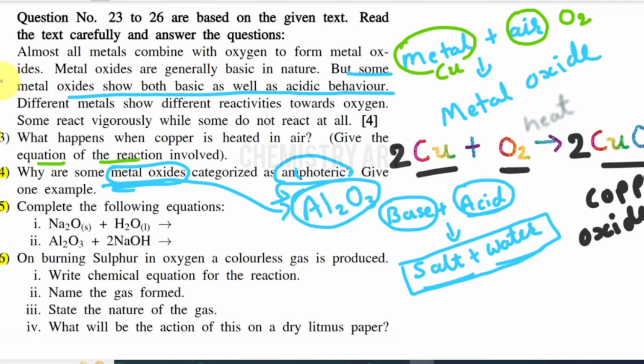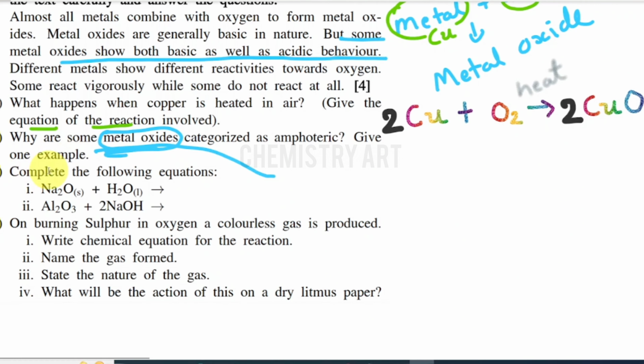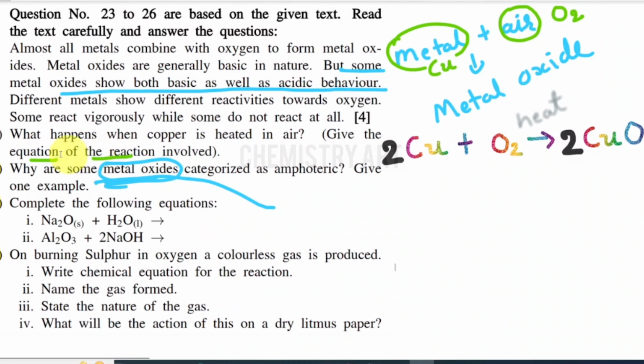Let's move towards the next question, but before that, let me clear the screen. Okay, let's look at question number 25. Here in question number 25, you need to write down the complete reaction, meaning the reactants are given and you need to write down the products. So here we need to write the complete equation.